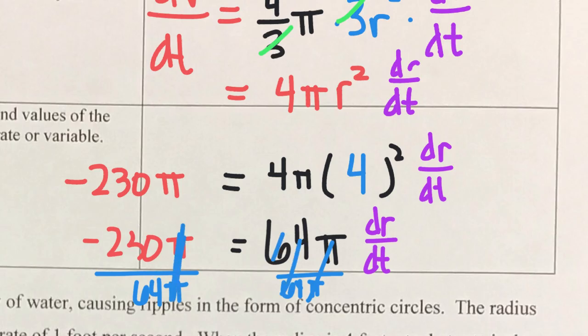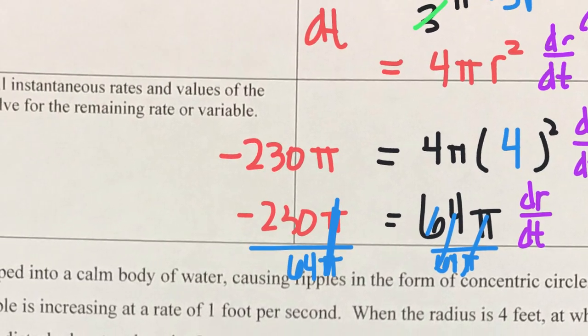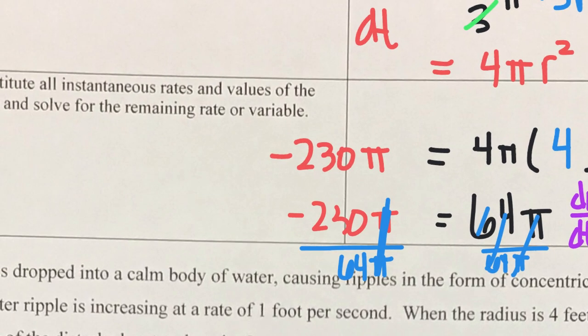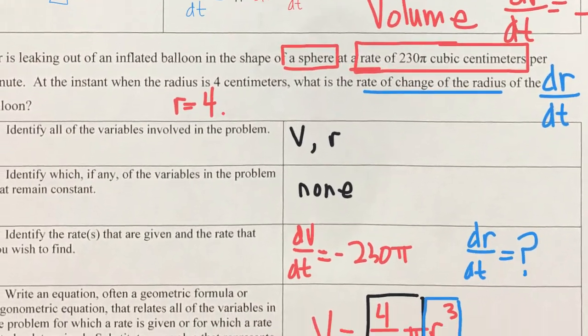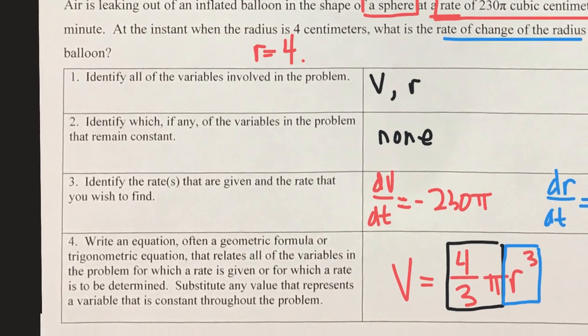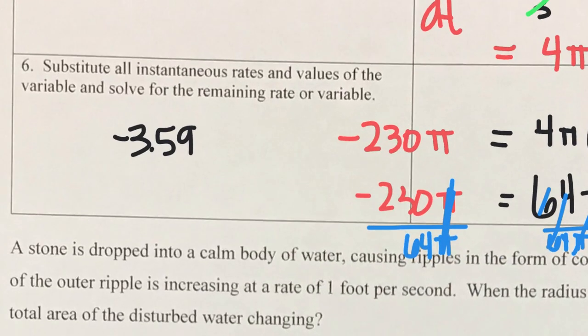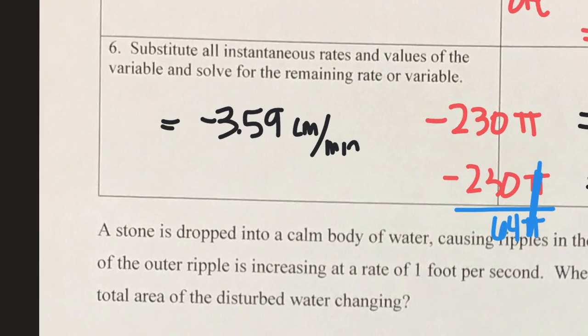So the pi's divide each other out. That's nice. So what is negative 230 divided by 64 reduced to? So our radius is changing at approximately negative 3.59. What are our units? Our units are centimeters, and it's centimeters per minute. So 3.59 centimeters per minute is the rate of change of your radius.